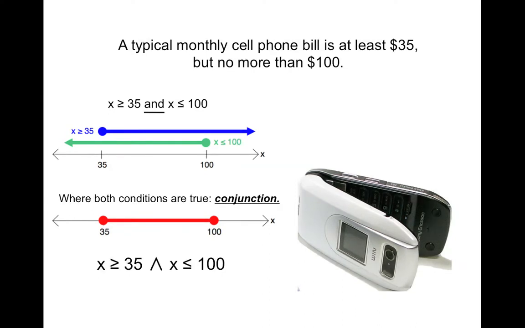So we could write our compound inequality like this. Keep the two statements separate, and then that symbol that looks like an upside down V represents conjunction. However, since the solution set is just one discrete region, all the values between 35 and 100, we can write this as just one statement. What we're going to do is take x is greater than or equal to 35 and turn it around and write 35 is less than or equal to x. But then x is also less than or equal to 100. So in this way we can write the conjunction as just one statement.